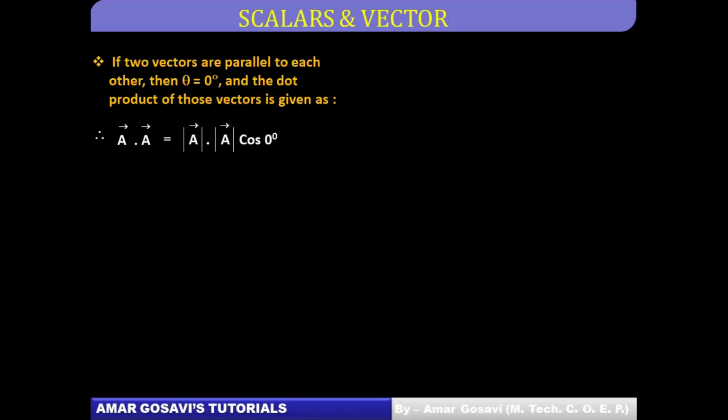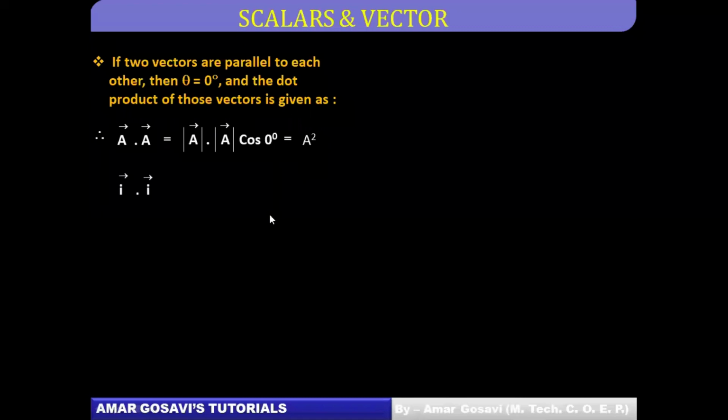Now we all know cos zero is 1. So in this case, the dot product a bar dot a bar equals magnitude of a multiplied by magnitude of a multiplied by cos of 0. Therefore, it will be a square, because cos 0 is 1 and then a into a will be a square. So the self dot product will give you a square straight away.